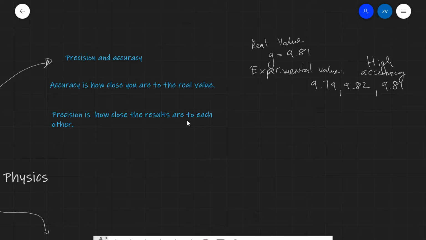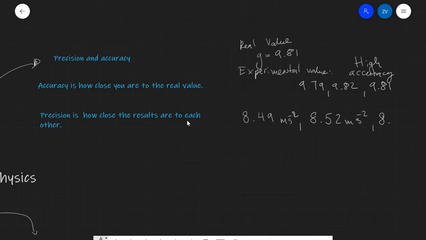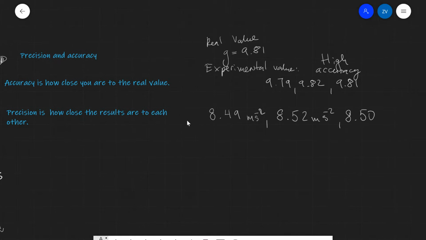On the other hand, if I had the same experiment, but I was getting the following results, let's say I was getting 8.49 meters per second squared, let's say that I was getting 8.52 meters per second squared, and let's say my final one was 8.50 meters per second squared.